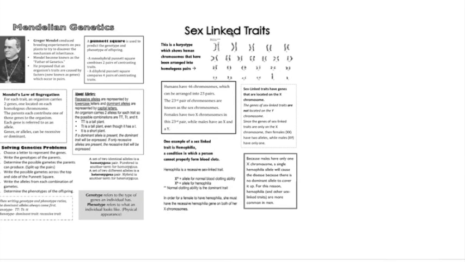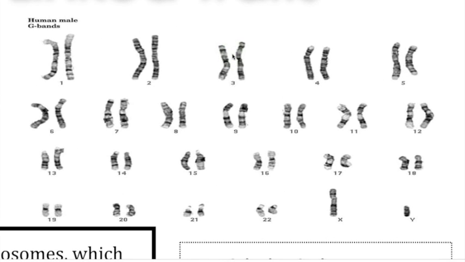There's a particular kind of trait called sex-linked traits that is going to be found on either the X or the Y chromosome. So here we have a picture of actual human chromosomes, and they've been organized so that each chromosome is with its match, or its homologous pair. It's with the other chromosome that's the same length and size and shape as it.